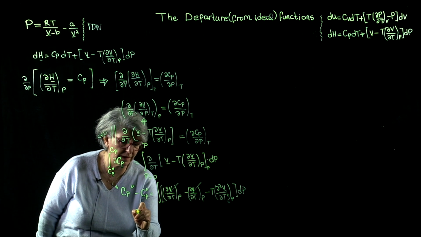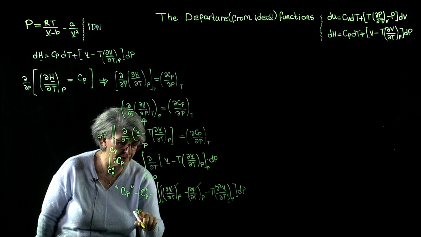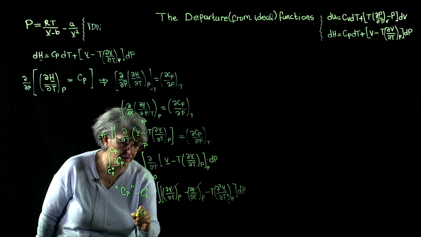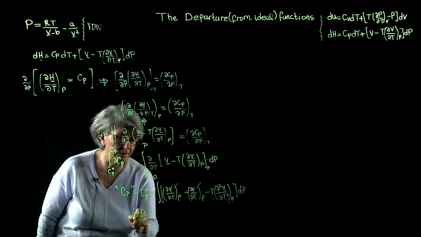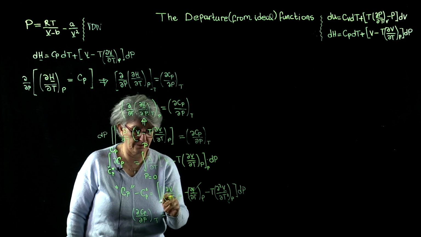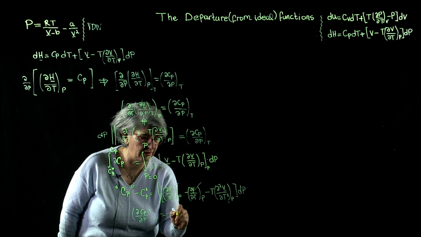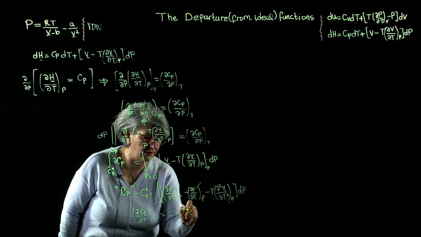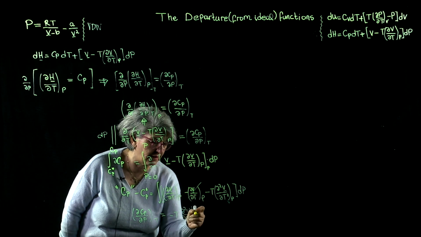Or we can revert back to the differential form: del Cp over del P at constant T is equal to minus T del square V over del T square at constant P.